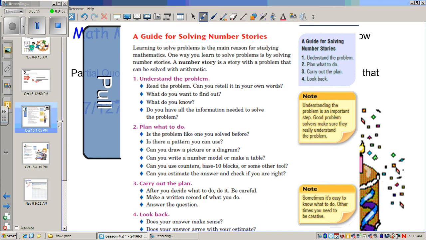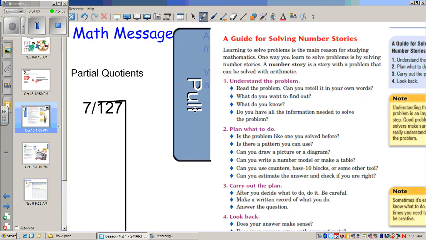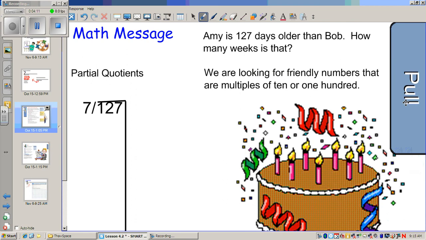Okay? Understanding the problem is an important step. Good problem solvers make sure they really understand the problem. And that's really true. And sometimes it's easy to know what to do. Other times you need to be really creative and think. It's going to really take some time to figure it out. Well, let's get started on this one.